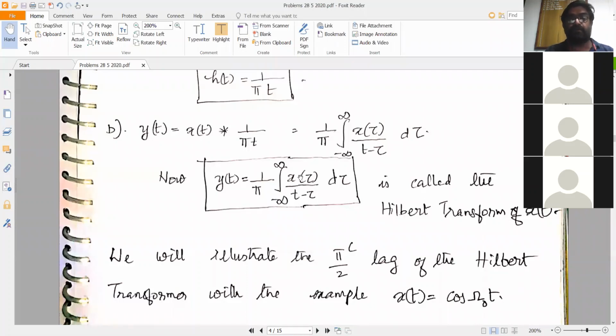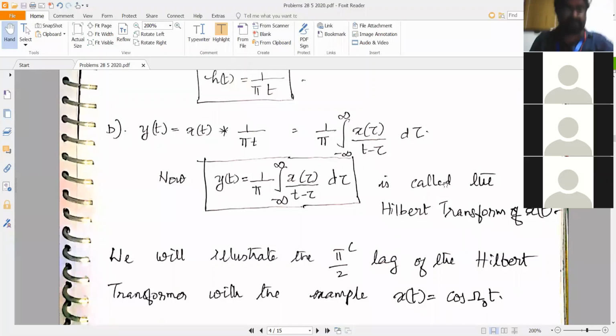So here, if you delay all frequencies of x of t by 90 degrees, you will end up with this y of t, where y of t is equal to 1 by pi integral minus infinity to plus infinity x of tau over t minus tau d tau. This you call the Hilbert transform of x of t.